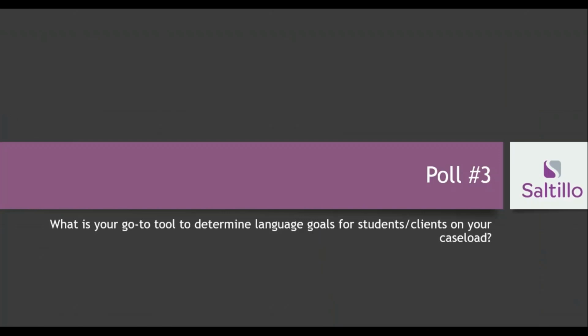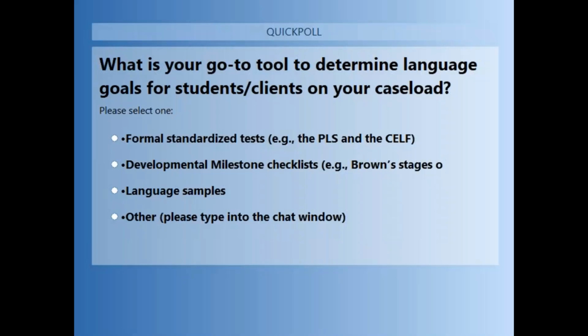So Kim is going to launch our 3rd poll here. What are your go-tos for determining language goals for your clients? There's no wrong answer here. I'm curious to hear if you use formal standardized tests like the PLS or the SELF, or if you use developmental milestone checklists like Brown stages, if you use language samples, or if it's something else. And if it's something else, go ahead and type it into the chat window for us there.